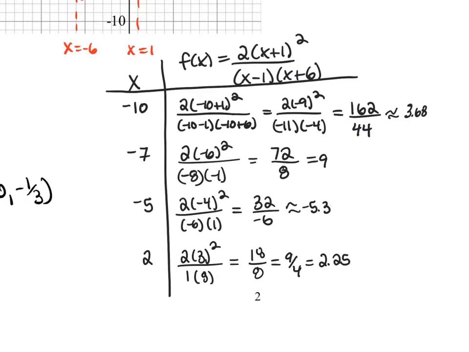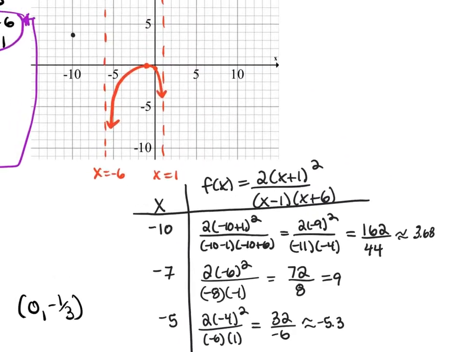And then just to get something further away, let's plug in 10. So 2 times 11 squared over 10 multiplied by 16. So 121 doubled is 242 over 160. So it's about 1.512. Okay, let's get some more points on there.